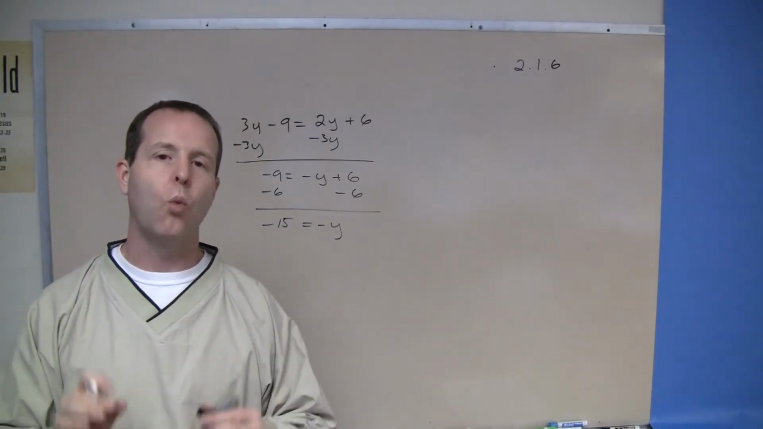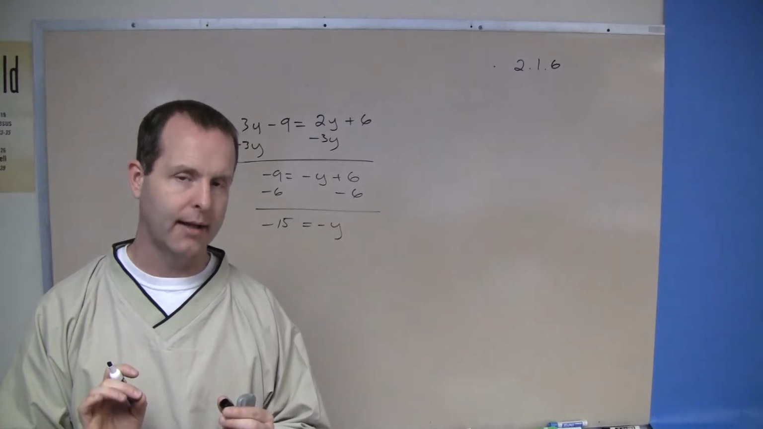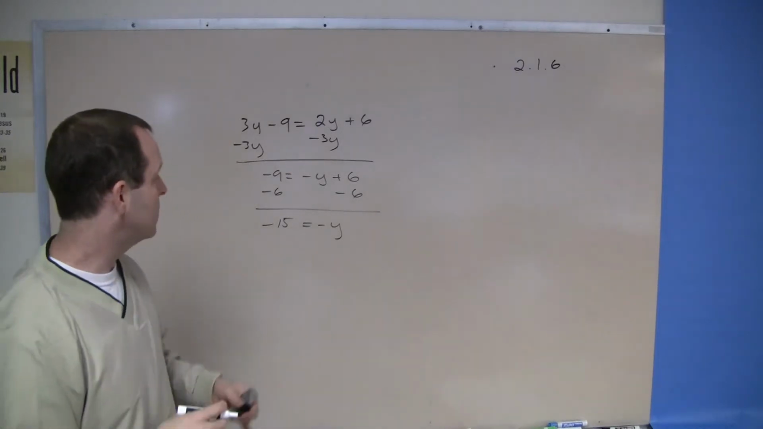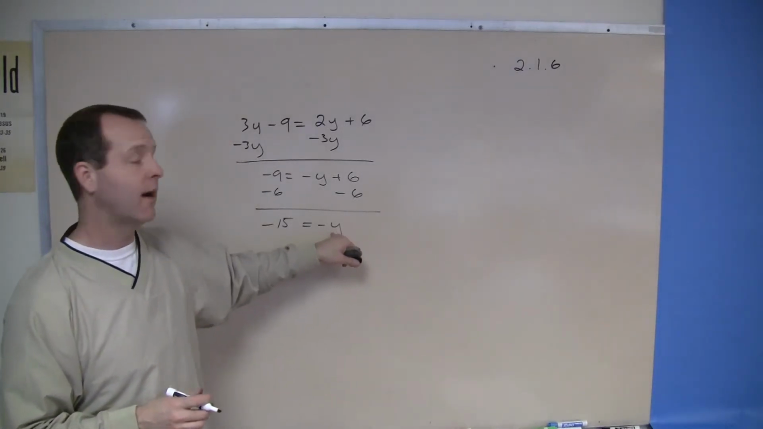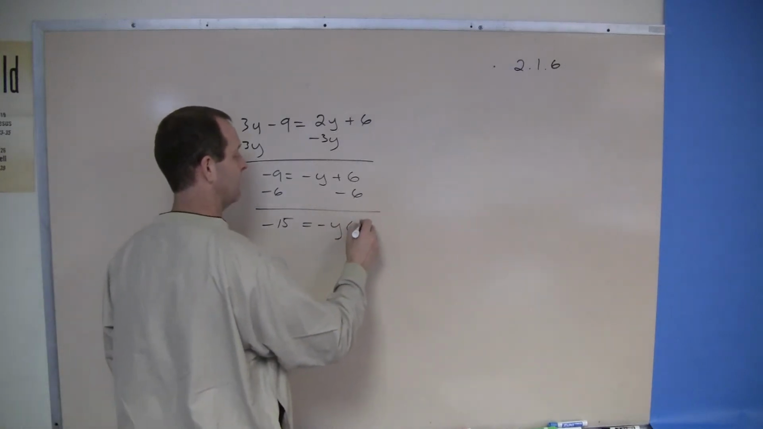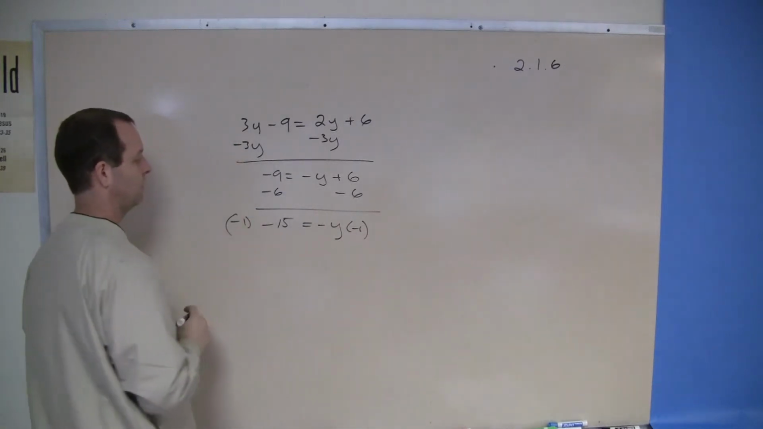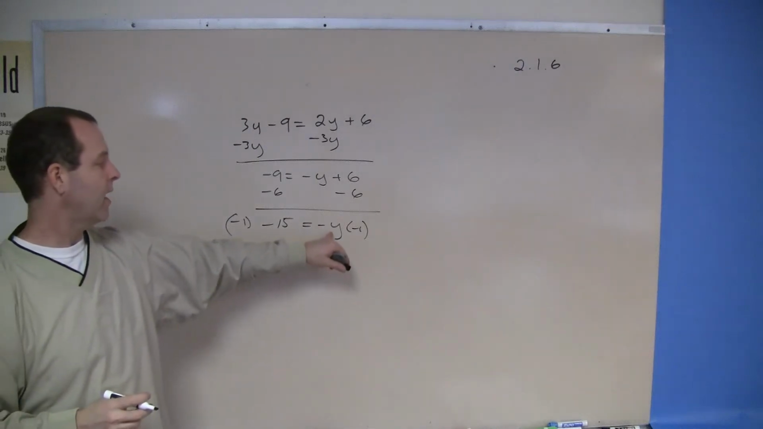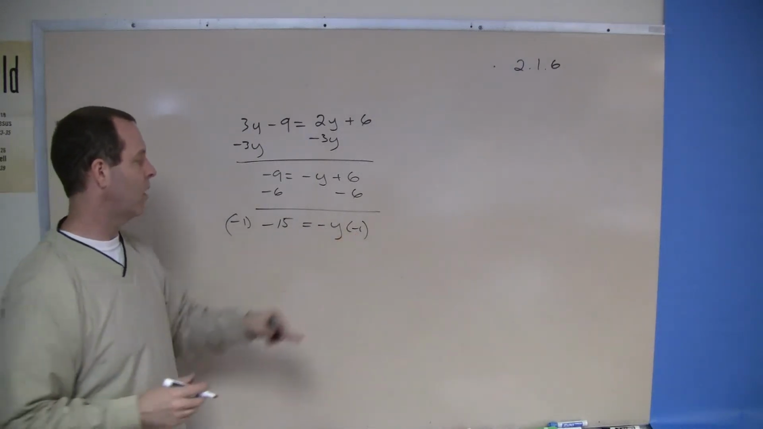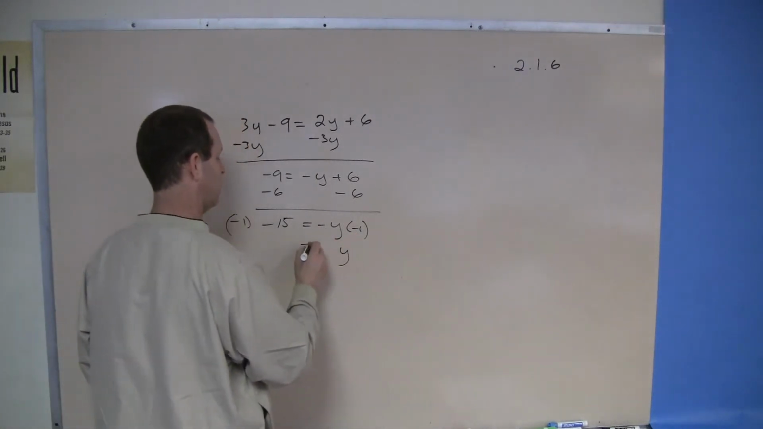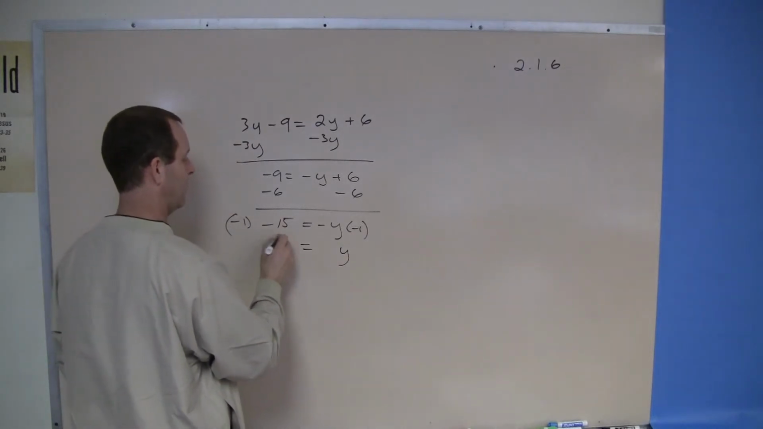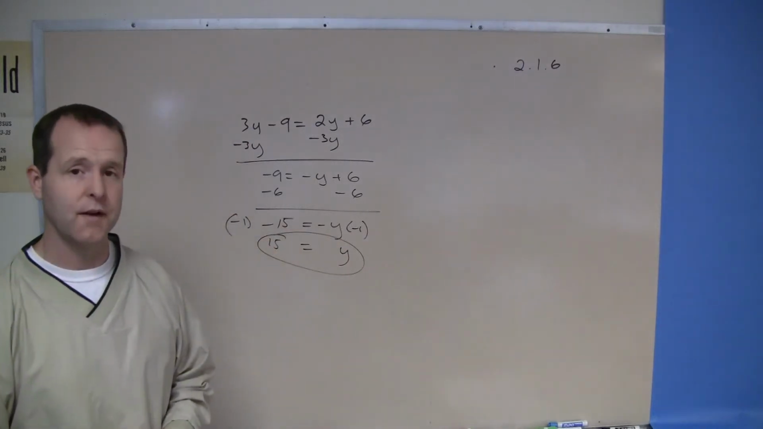Well, I always need to know what y is, not negative y. So actually, I need to multiply both sides by a negative 1. And in this particular case, y times a negative 1, negative times negative gives me a positive, and it gives me a positive over here. And I'm back to y equals 15.